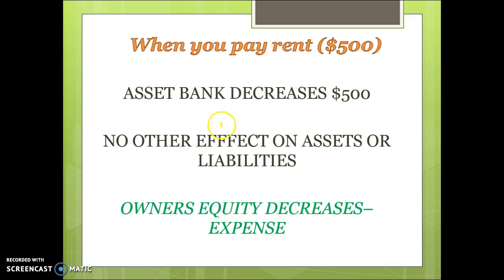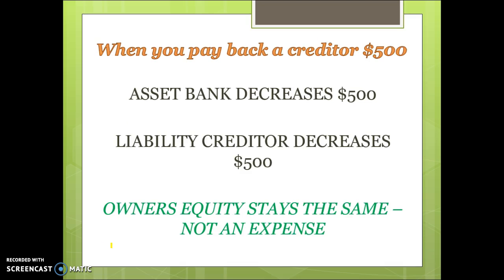Okay, so when you pay your rent, asset bank decreases $500. It doesn't affect assets or liabilities in any other way, so owner's equity must decrease, and therefore it is an expense. When you pay back a creditor, again your bank decreases by $500, but the difference is in this example, your liability to the creditor, so on the right-hand side of your balance sheet, also decreases. So assets and liabilities have both decreased, and therefore owner's equity stays the same, and it's not an expense.